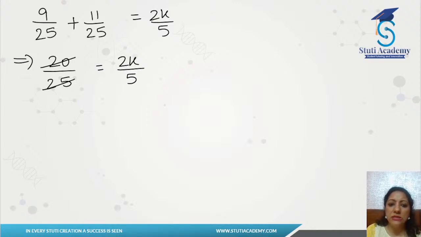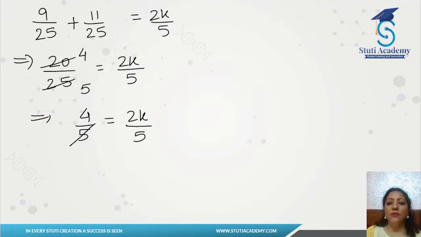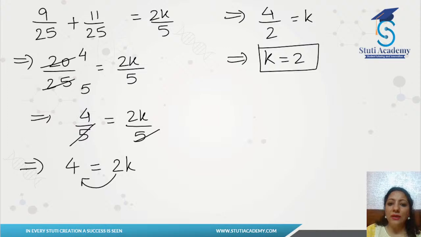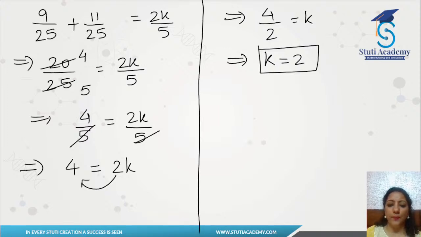This can be cancelled. These two I'm cancelling by 5. We'll get 4 here and then 5 here. So we have 4 upon 5 is equal to 2k upon 5. 5 and 5 will get cancelled and then we have 4 is equal to 2k. 2 we can take on the other side and it will get divided. So we have 4 upon 2 is equal to k, and finally we have k is equal to 2.